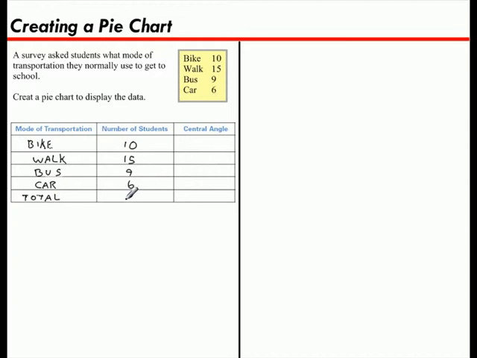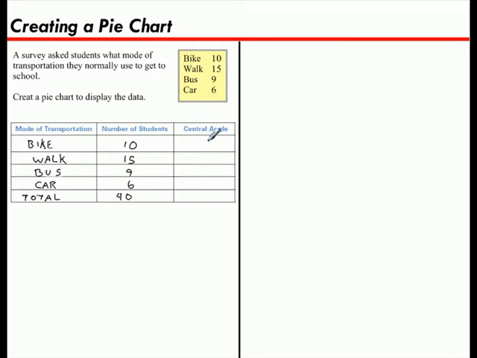And we need the total number of students that voted. Well, how many total students do we have? Add those numbers up. 10 plus 15 plus 9 plus 6 gives us 40 total students. And we need this number for this column. And here's how we use it.